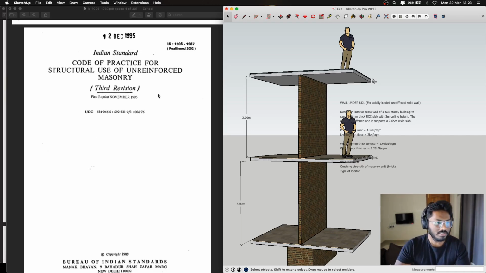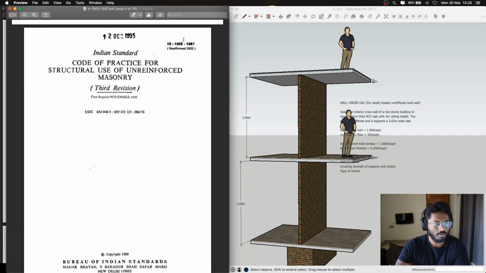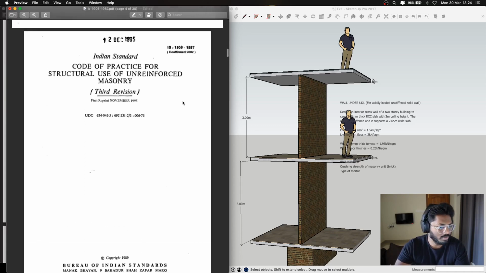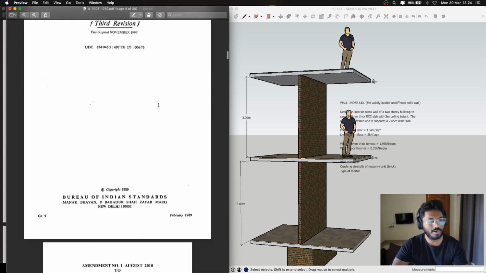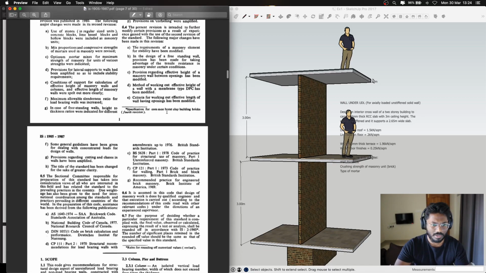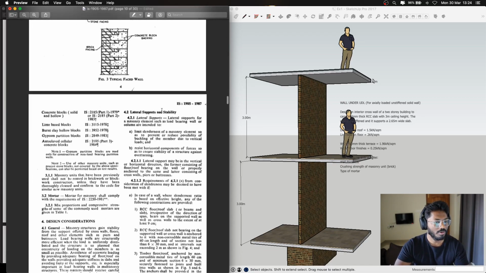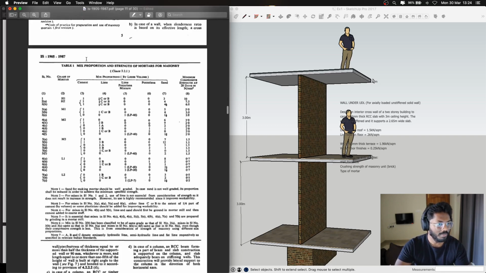So this is the code we are going to go through, that is IS 1905 1987, reaffirmed in 2002. It's used for unreinforced masonry. Diving into it, the first thing you need to go through is a few tables. Table 1 gives the mix proportions and the strength of mortar for a particular masonry. In column 2, you have all the different grades of mortar, and in column 8, you have the minimum compressive strength it can offer by the end of the 28th day in Newton per mm square.